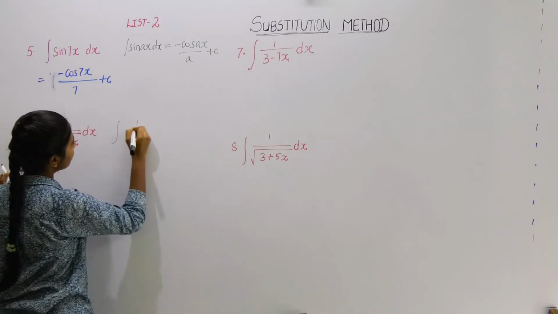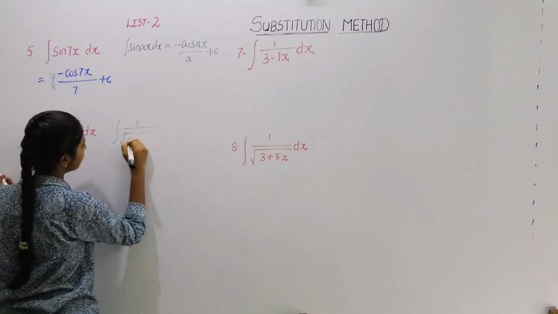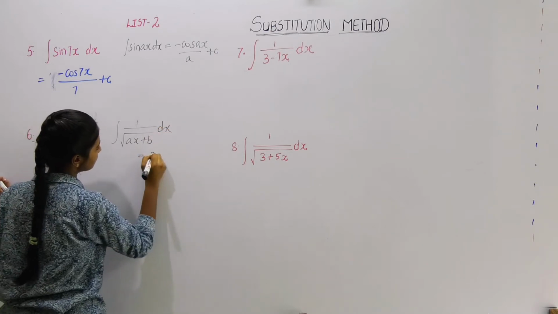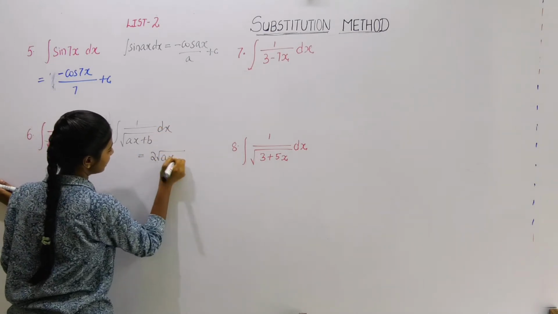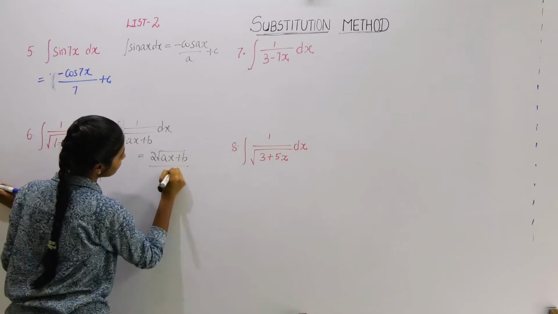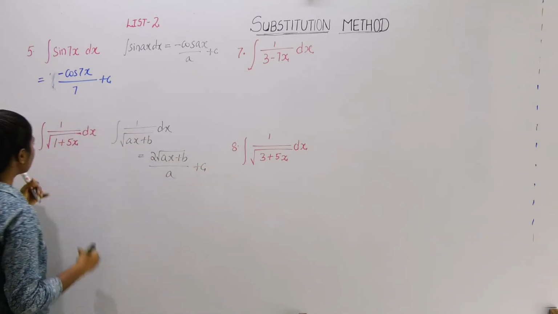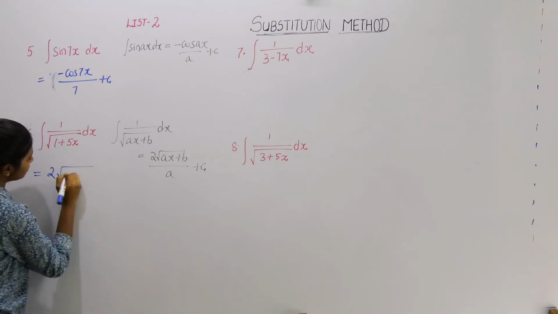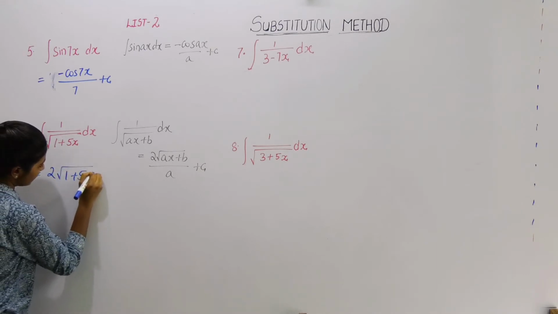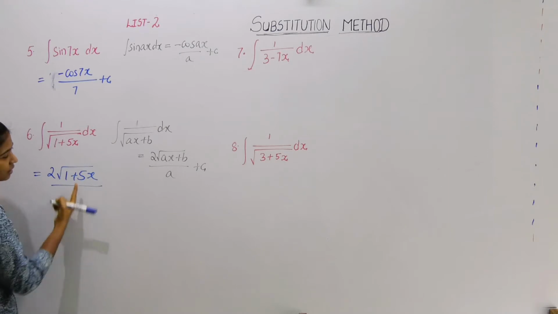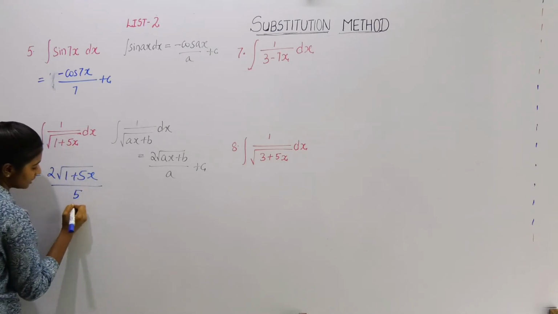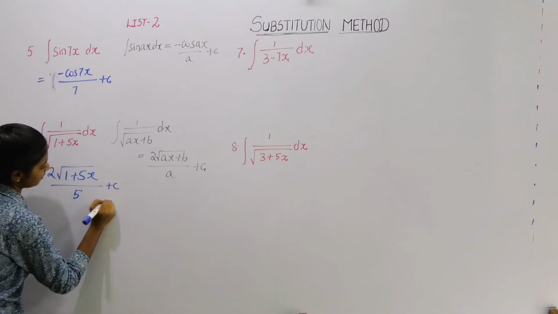Next, sixth one, integral 1 by square root of (1 plus 5x) dx. This is in the form of integral 1 by square root of (ax plus b) dx. It is equal to 2 root (ax plus b) by a plus c. When we substitute the formula here, we get 2 root of (1 plus 5x), and in the denominator, what is the coefficient of x? It is 5. Write it in the denominator plus c.